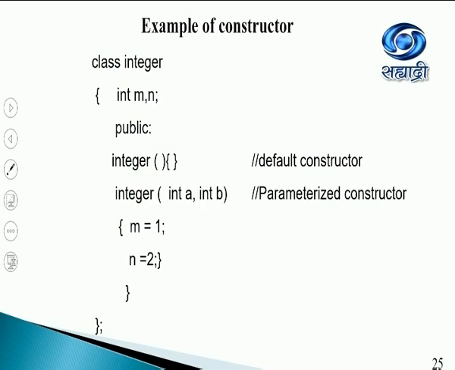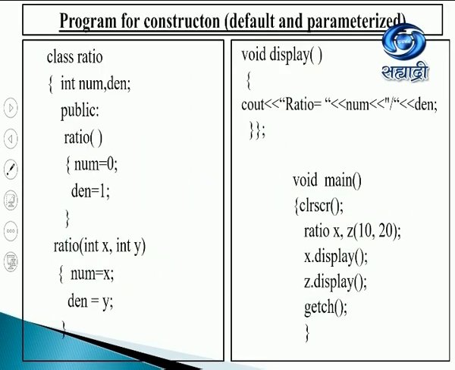Another example wherein I have two constructors. Both constructors have the same name because obviously constructors are going to have the name of the class itself, but the argument lists here and here are different. If I do not pass any argument, we call it a default constructor. If I am passing any parameter in a constructor, we call it a parameterized constructor. So here is a small example of a constructor with default and parameterized constructors.